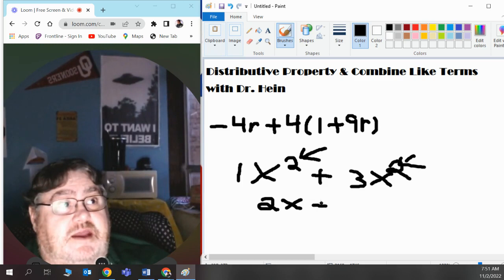Now there's nothing to combine the positive 4 with, so I'm just going to drop it down. I'm going to include the plus sign. If it was negative, I would include the negative sign. It's not, it's positive. And so I'll include the plus sign because I have to have these terms separated by a plus or a negative, and I'll drop down the 4. Therefore, my answer is 32r plus 4. And that is how we use distributive property and then combine like terms.